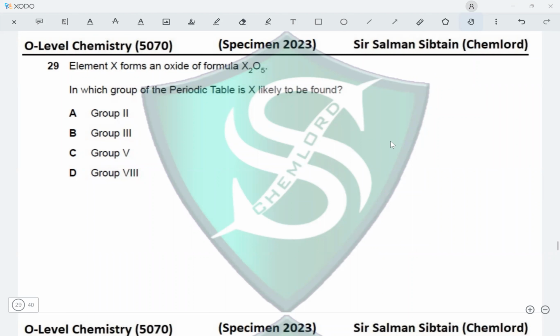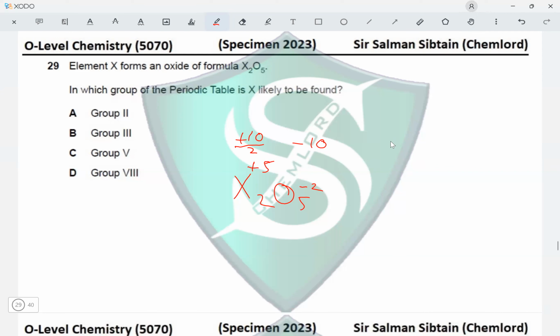Question 29. Element X forms an oxide of the formula X2O5. In which group of the periodic table is X likely to be found? We can find this out by finding the oxidation state of X. In X2O5, we have 5 oxide ions, each with a charge of -2. So 5 oxide ions will have a net charge of -10, which will be balanced by a net charge of +10 on all the atoms of X present. Since there are 2 atoms of X present, we have +10 divided by 2, giving us +5 as the oxidation state of X.